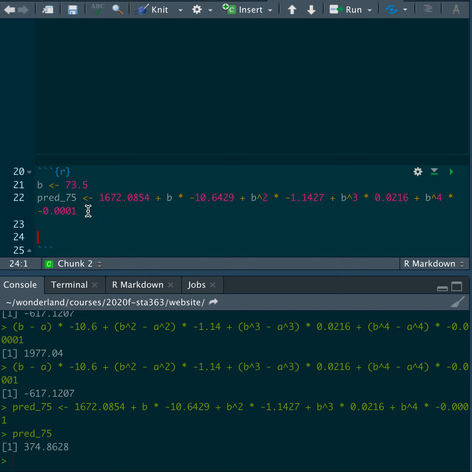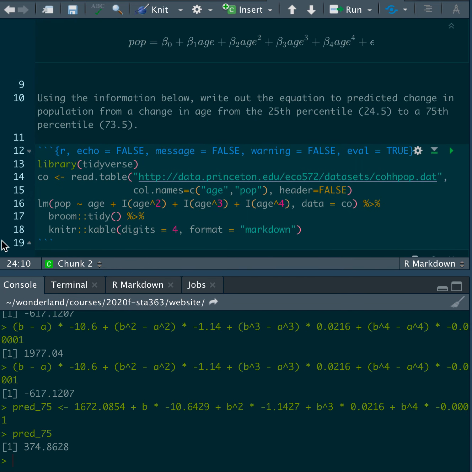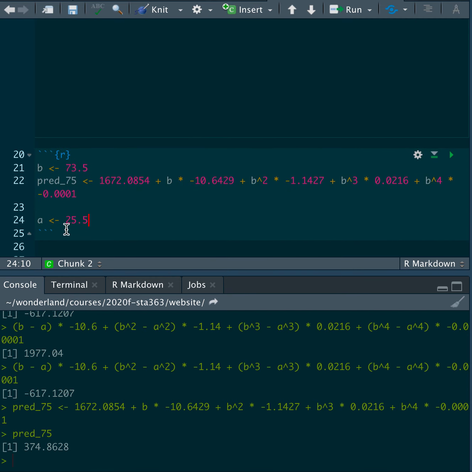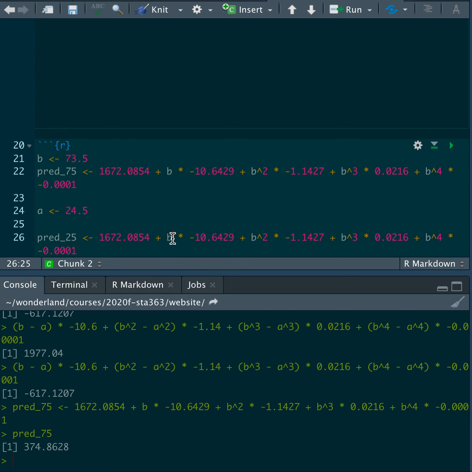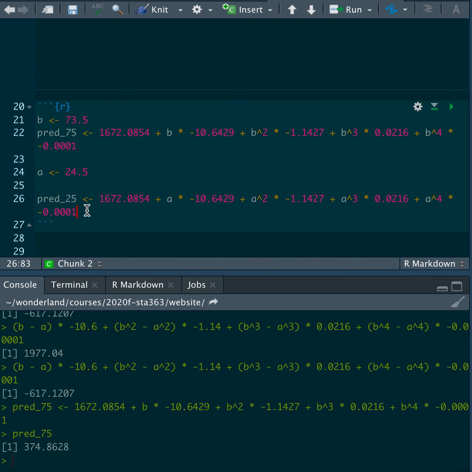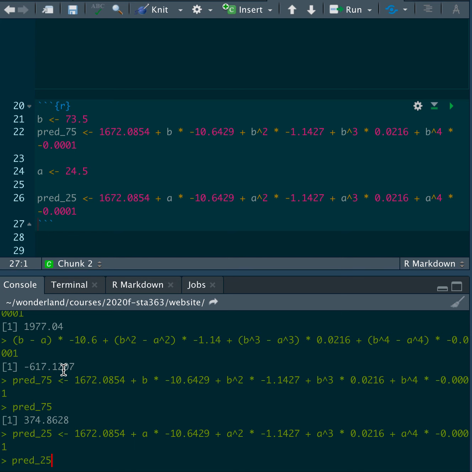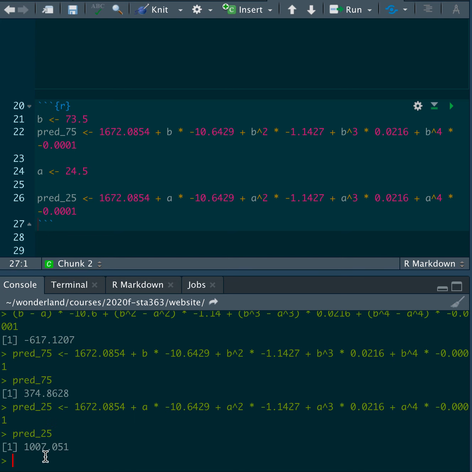And then the next step would be to do the same for the 25th percentile. And so I believe this was 24.5? Let's see. 24.5, yeah. So that's the 25th percentile. So I'm going to make that be my A. And now I'm just going to copy and paste because it's going to have the exact same coefficients. But now I'm just going to replace all these B's with A's so I can calculate what my predicted value would be if age was in the 25th percentile. So I can run that, and when I run that, I end up getting 1,007.